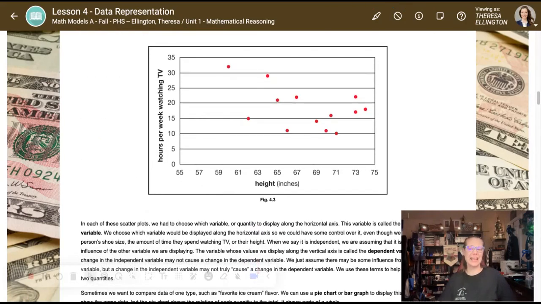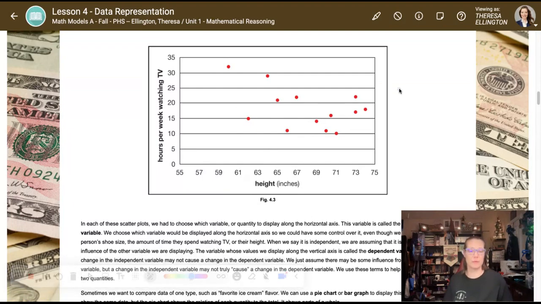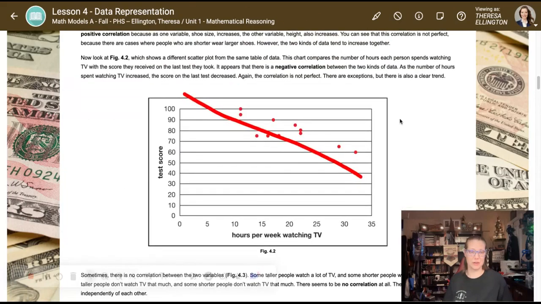All right. Now, here's an example of a scatter plot that doesn't have a correlation. It's all over the place because let's think about it. Does your height have anything to do with the hours of TV that you watch? No, not really. At least it shouldn't. I mean, maybe if you're a toddler. So this is what we would call no correlation. Okay? So remember, this one is no correlation. We scroll back. This one is a negative correlation.